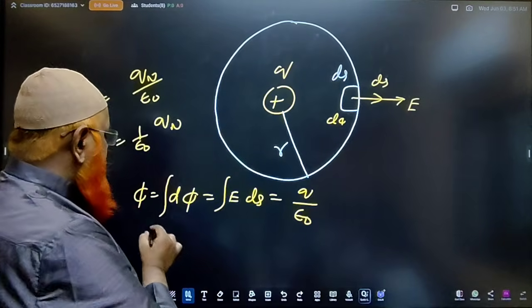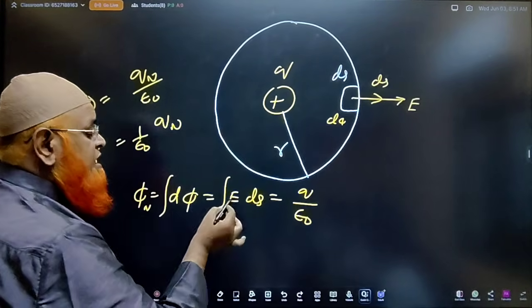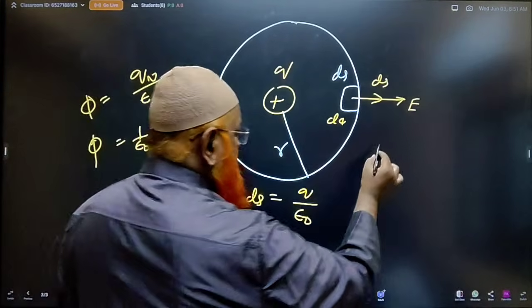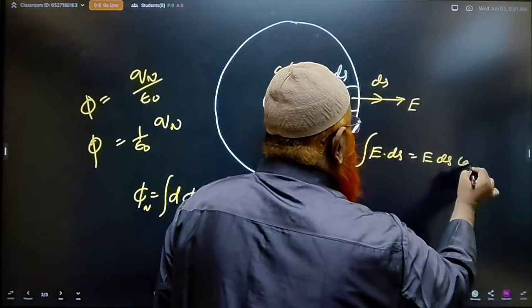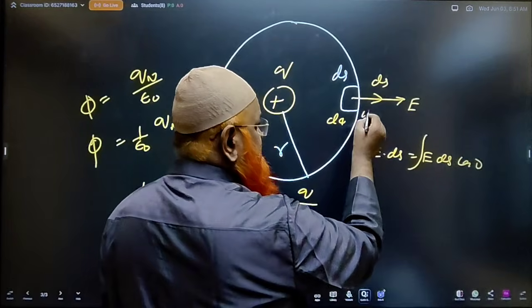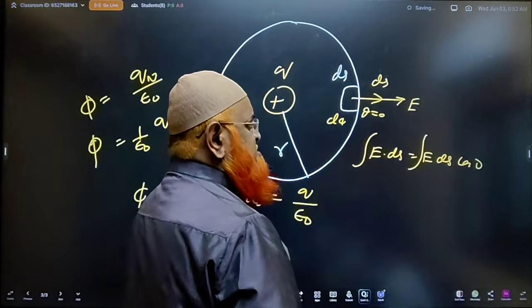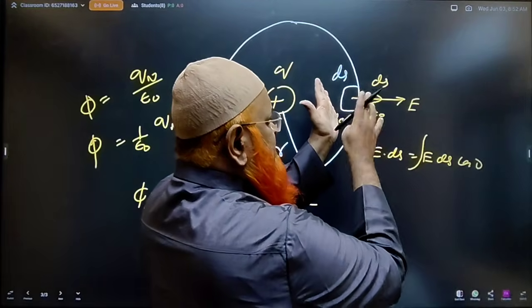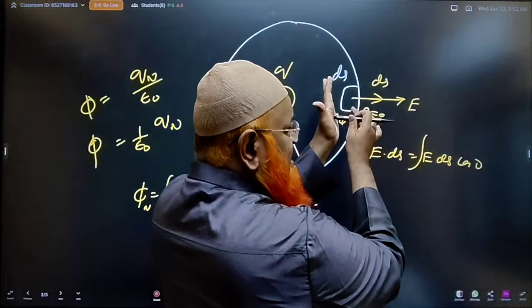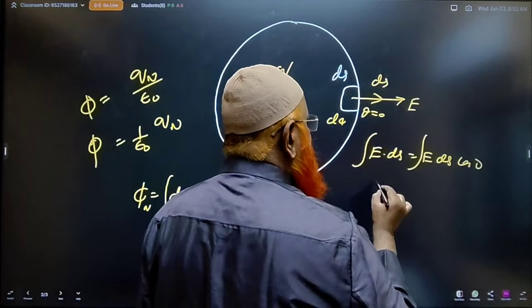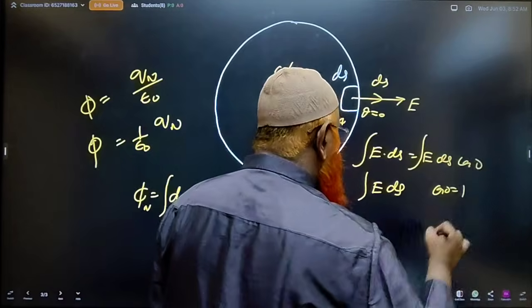Now, what do I have to do? I have to find the net flux because of this one charge. So I have to integrate d phi here. I have to integrate E dot ds. So the integration of E dot ds is nothing but E ds cos 0 in this case, because theta is 0. E is in the same direction and ds is also in the same direction. The smallest part of the spherical surface, whose vector is represented with ds, is perpendicular to that surface. So theta is 0, and we write this as E ds because cos 0 is 1.